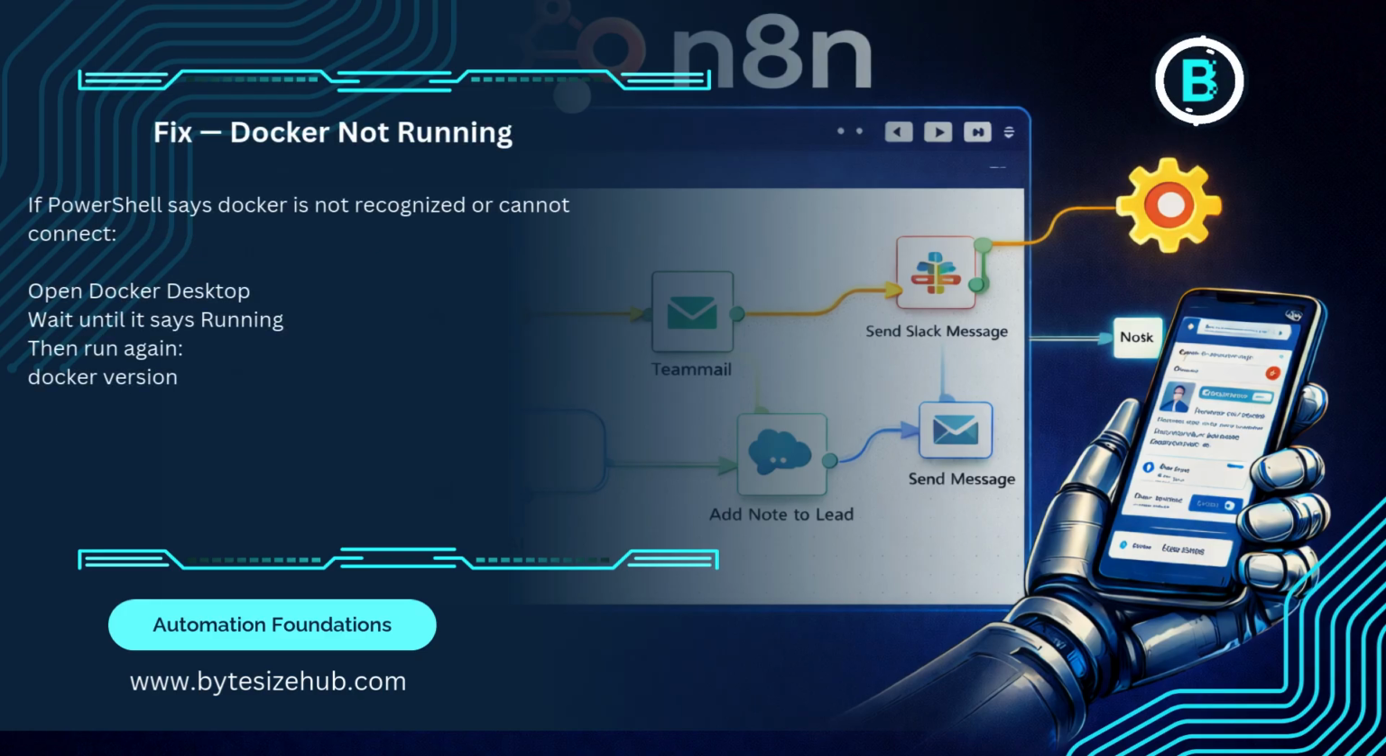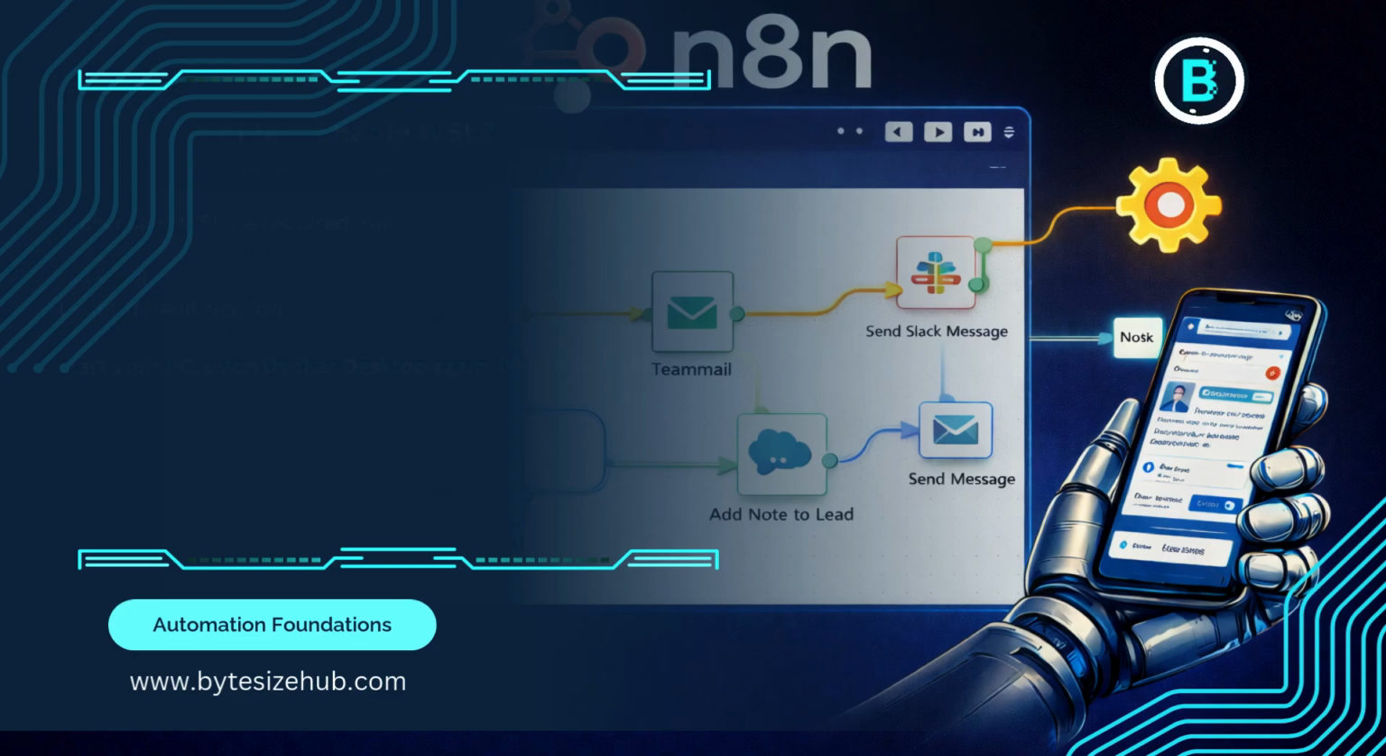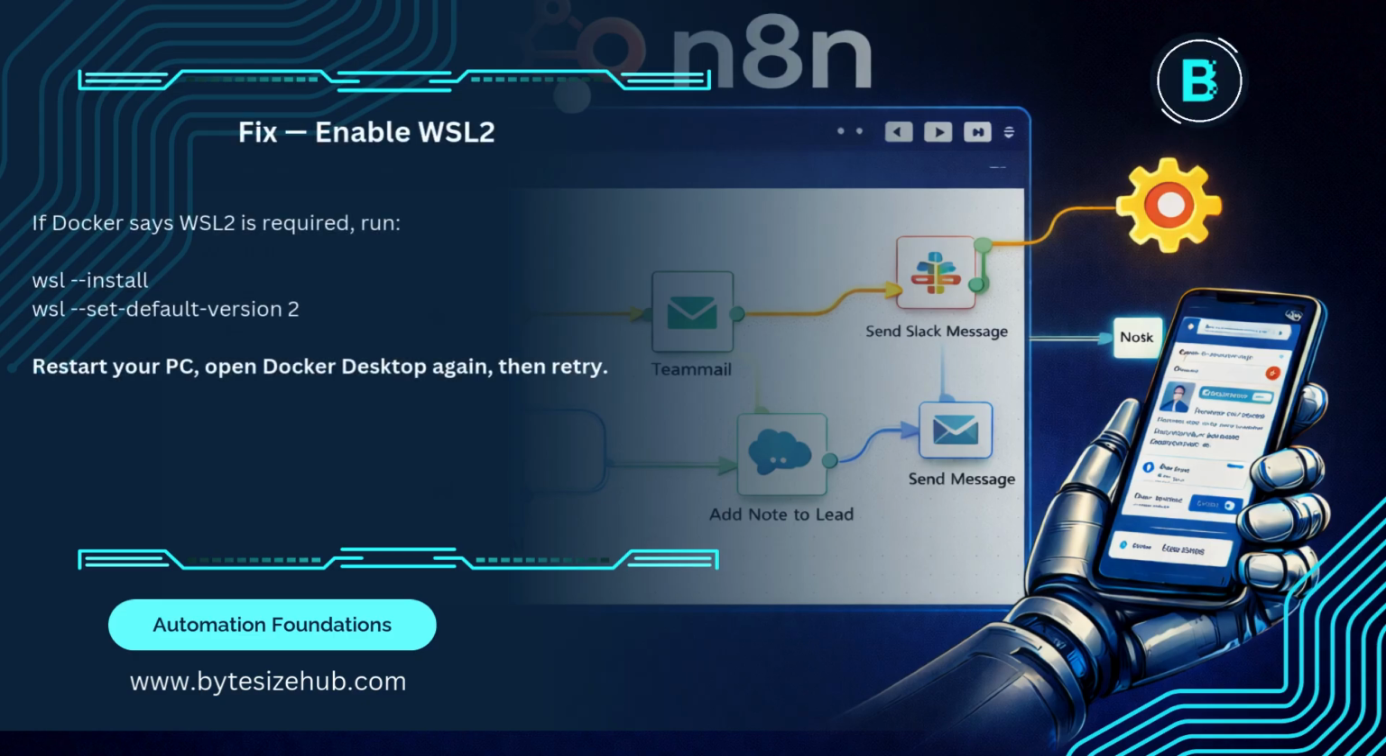Docker not running. If PowerShell says Docker is not recognized or cannot connect, open Docker Desktop. Wait until it says running. Then run docker version again. Enable WSL2. If Docker says WSL2 is required, run the following. Restart your PC, open Docker Desktop again, then retry.